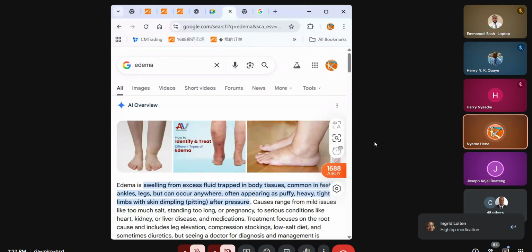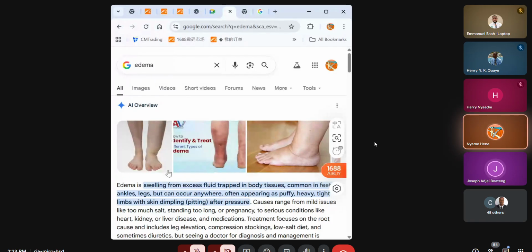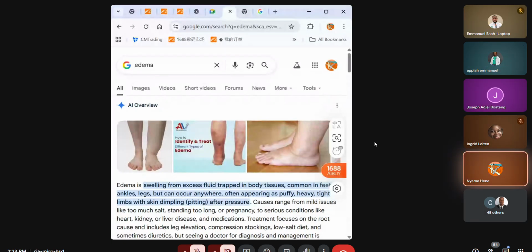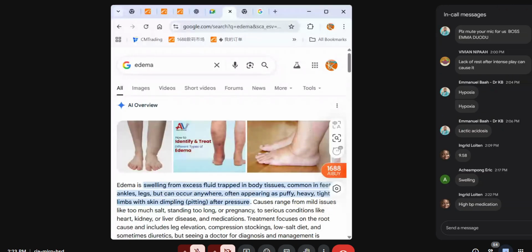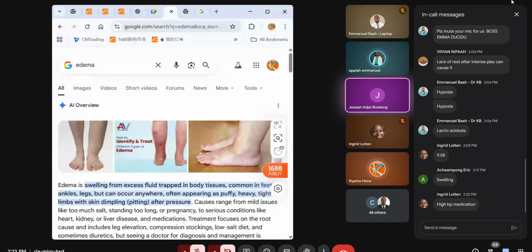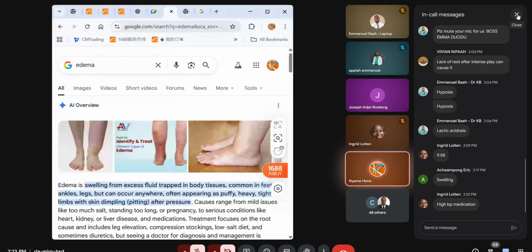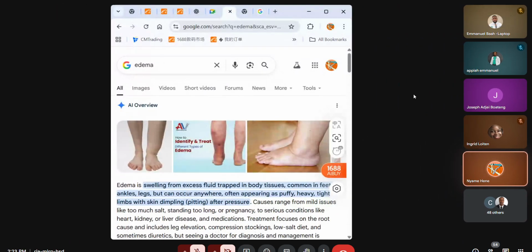Okay, high BP medications. Yeah, some BP medications also give edema of the feet. That's true. That's right. I'm sure this is from an experience, right? So what about injury? For example, twisting of the leg can also lead to that. It can cause that. Cellulitis of the leg can cause edema of the feet.